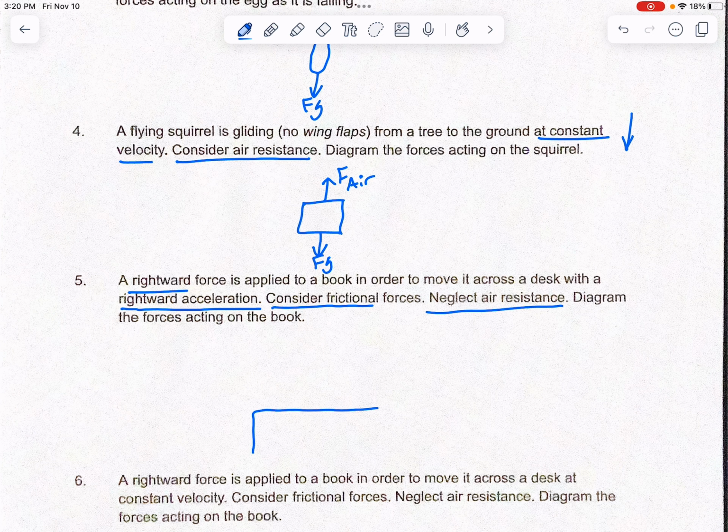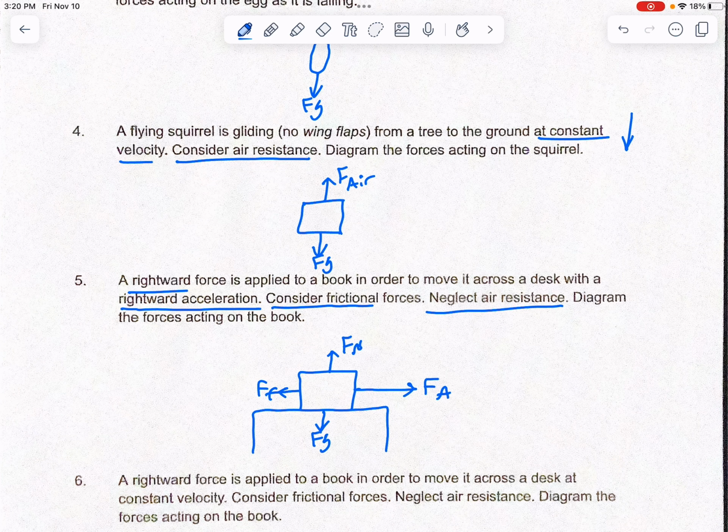Okay, so we're going to draw our desk, and here's our book. A rightward force is happening, so we're pushing it to the right, so we're FA. Now, it says it's accelerating, so that means it's overcoming friction. Doesn't mean it's not there. It just says that frictional force is smaller. So FF is going to be the opposite way, and it's just going to be smaller than your FA. Now, FG is still pulling it down, okay? And then that table is still pushing back up with FN.